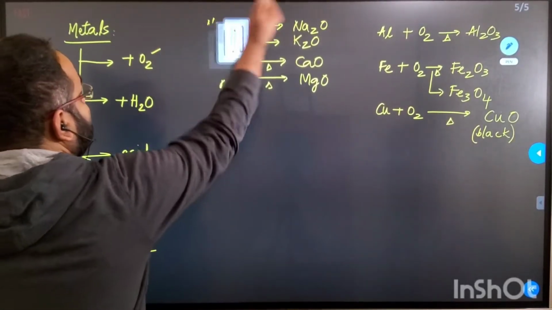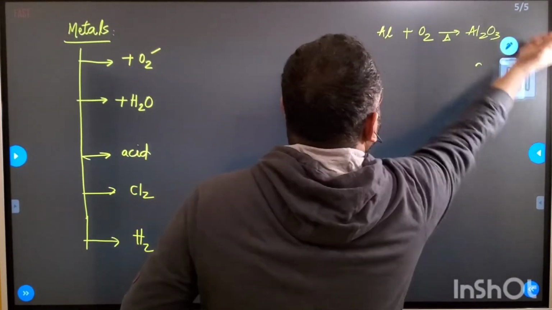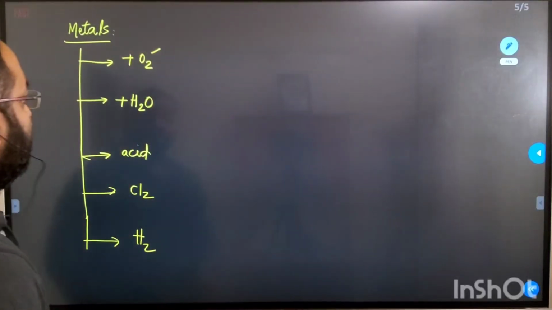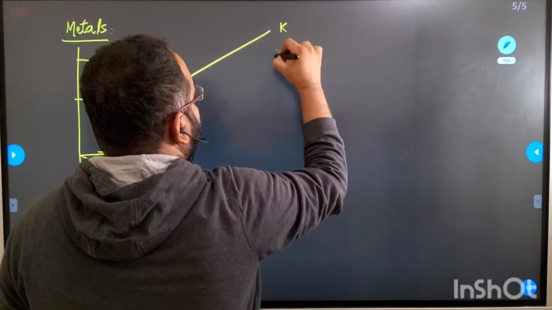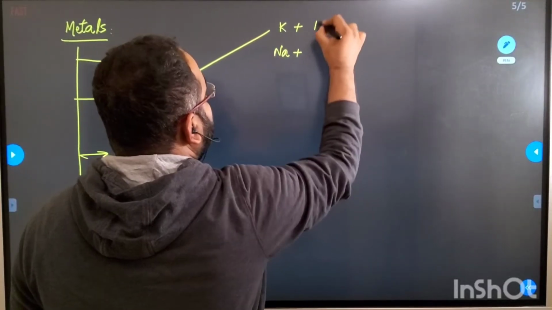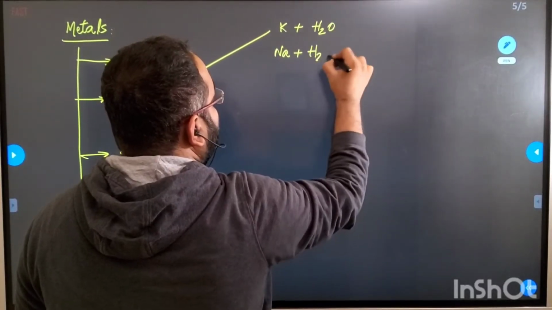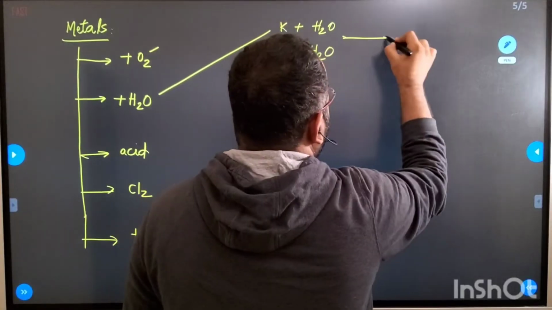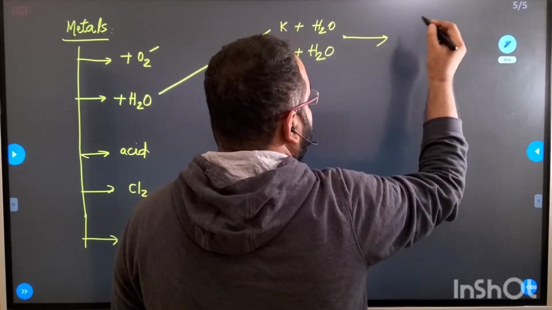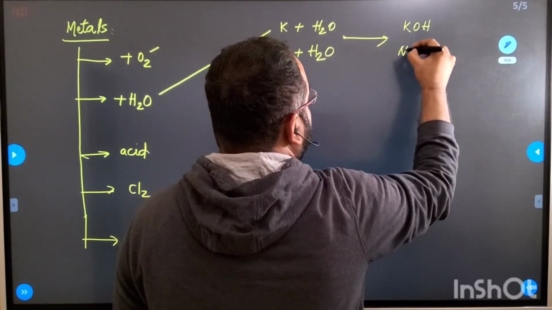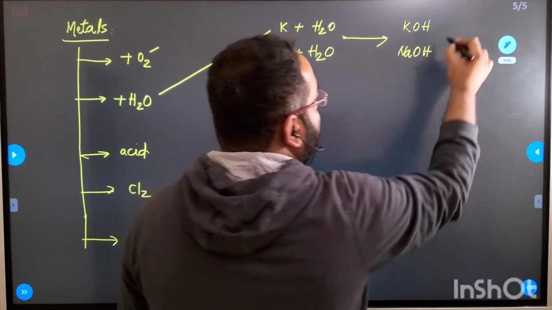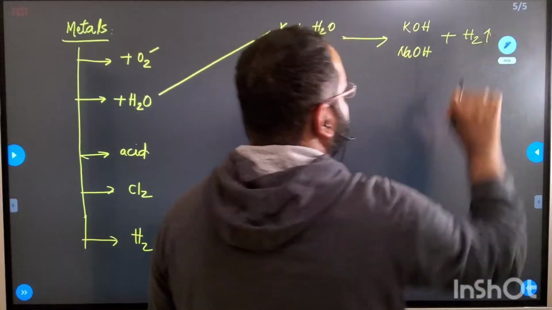I'm just going to erase this. You have made a note of it. And let's work with water. Now when it comes to water, potassium, sodium will immediately react with cold water because they are highly reactive to give you their metallic hydroxide. So metallic hydroxide for potassium is KOH, the metallic hydroxide for sodium is NaOH, and both will release hydrogen gas.